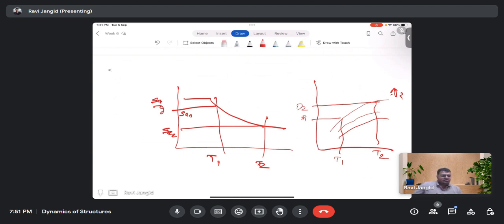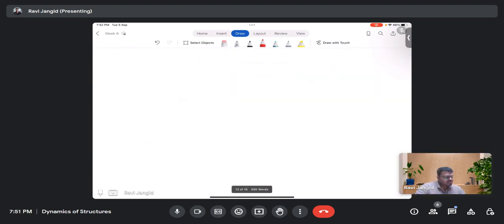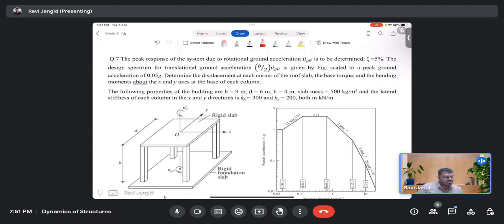Yes, clear. Okay. So now we have a last question. In the last question, we have a structure, the same kind of example you did in your first assignment, I think. You have a story supported on four columns. A rigid slab is there, and those four columns are clamped on the foundation. You are given the response spectra corresponding to the ground motion.